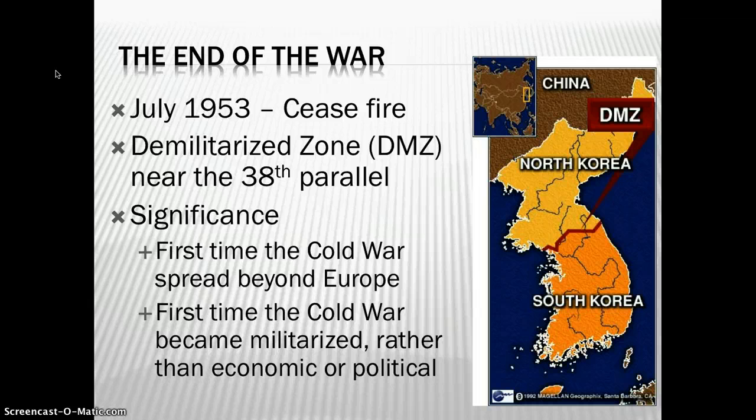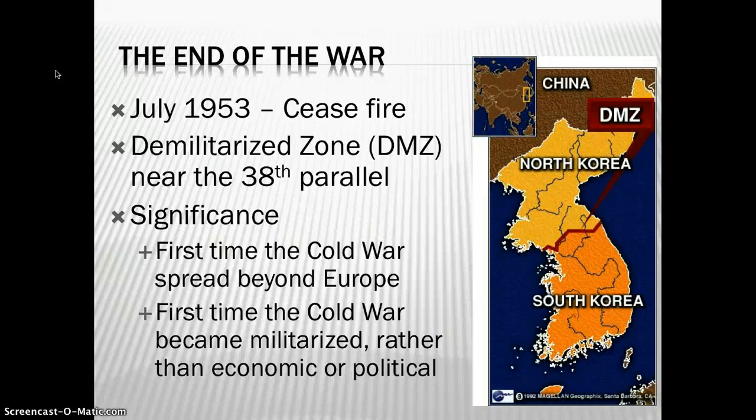It was not economic, where we're giving money so that someone doesn't become communist. It's not political, where we're putting pressure on them to not become communist. We literally sent in young men to die for this. Over 5 million soldiers and civilians died within this war, and all for it to end virtually where it began.